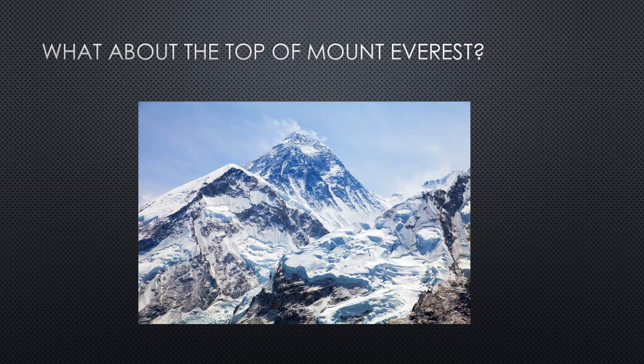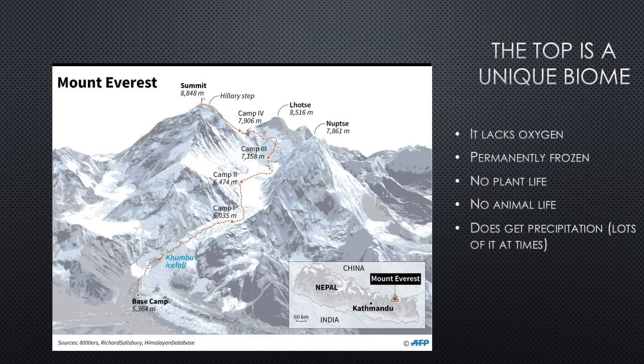So what about the top of Mount Everest? I told you I was fascinated with it. The top of Mount Everest is a completely unique environment. It lacks oxygen, and it is always frozen. No plant life and no animal life. It does get precipitation, and when it does, it usually happens all at once, very fast, lots and lots of water, usually in the form of snow.